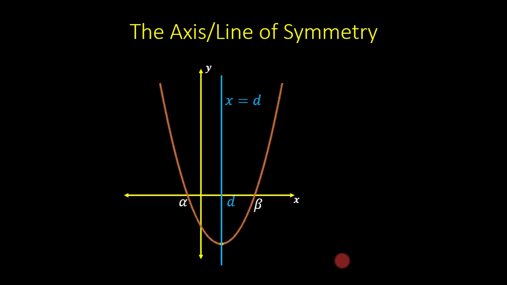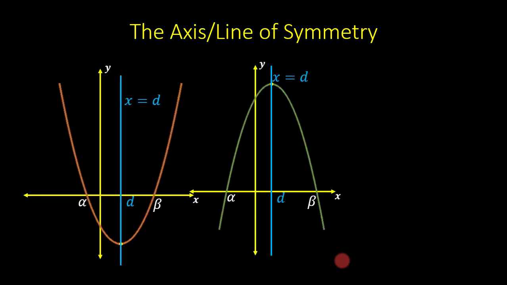Let's also introduce the other graph as well, but this one curved upwards. Once again, we have our axis of symmetry here, and our equation is also x equal to d, because if the point it passes through is d on the x-axis, then the equation of this axis of symmetry is x is equal to d.